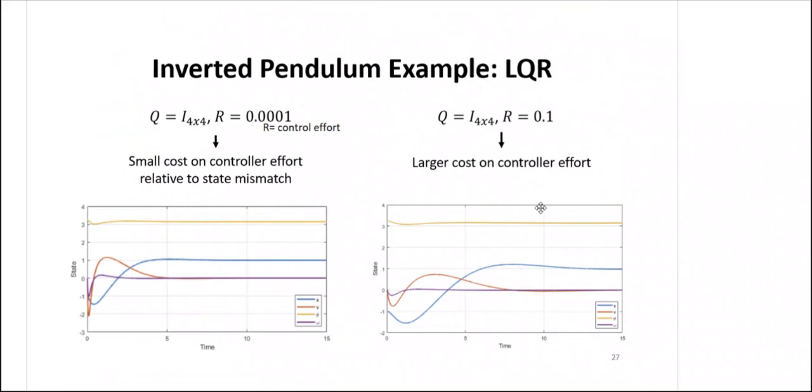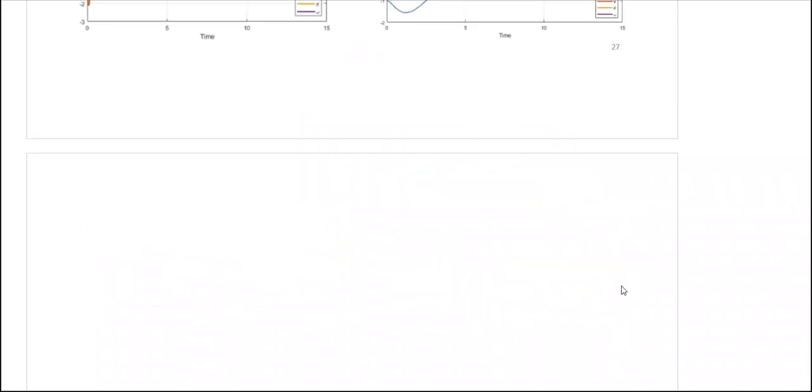Great. Inverted pendulum example. So the controller effort can be really small or really big. We saw a small cost on controller effort, so there's no penalty for controlling aggressively. It reaches steady state by the 5-second mark, whereas when the controller effort is penalized heavily, it may reach steady state only by maybe 13 seconds.